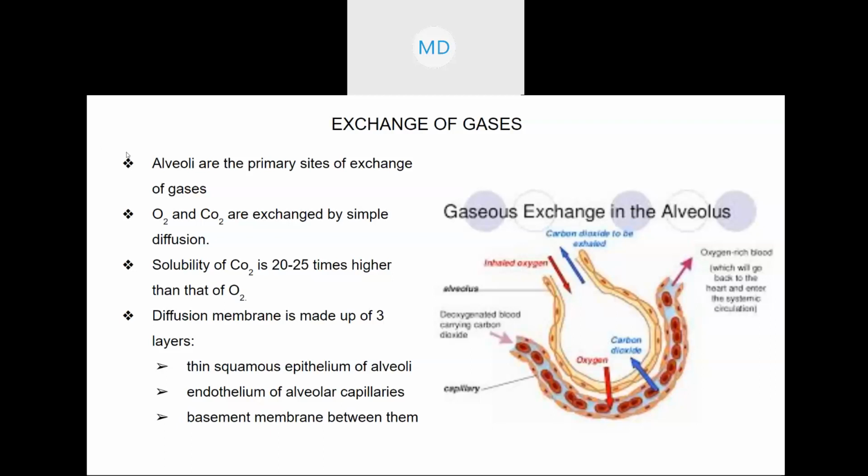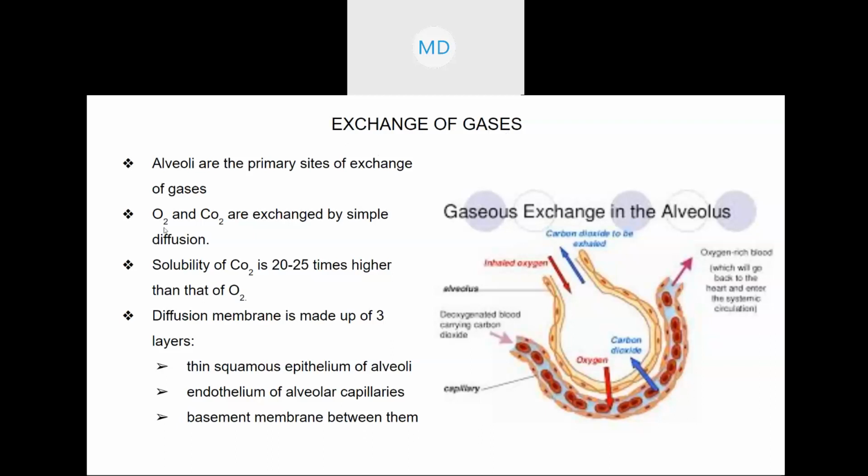In the first point, you can see alveoli are the primary sites of exchange of gases. This topic is about exchange of gases. Primary site means it is the place where gas exchange takes place. Gas exchange means oxygen and carbon dioxide. We take in air that contains mostly oxygen, carbon dioxide is also present, but we absorb oxygen and give out carbon dioxide. That breathing mechanism has already been discussed. So exchange of gases here means oxygen and carbon dioxide.